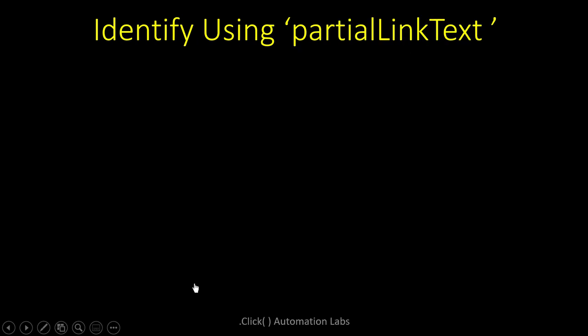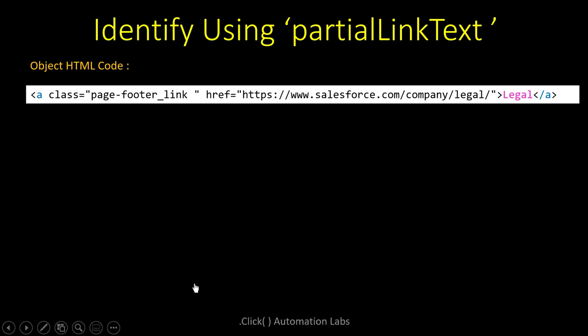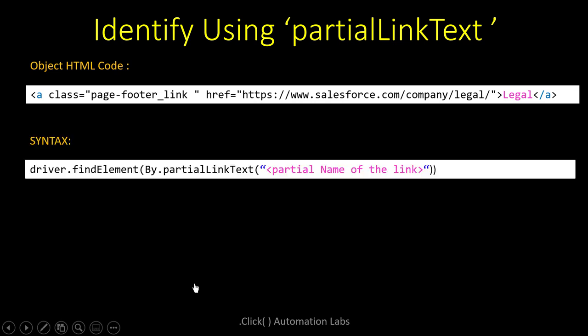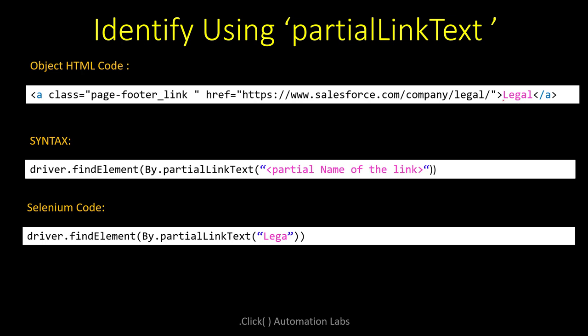So let's move on to the another one, which is called partial link text. Assume that your HTML code is like this, and your syntax should be driver.findElement(By.partialLinkText). Here we are not giving the complete text, we are only giving the partial. For this particular case, you can use either leg, or l, or lega. Even if you give any partial matching to this particular text, it will work.